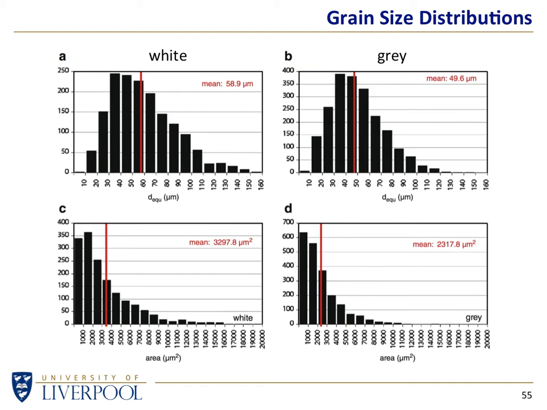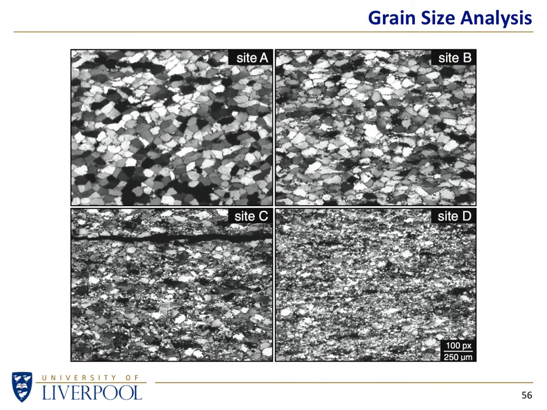On the same scale, you can see the distribution goes to a maximum, and there are some grains all the way out to 150 microns, whereas in the case of the grey marble, it peaks at the same place, but it dies away. There are very few grains larger than about 120 microns. So the grain size distributions are different for these two types of marble. The bottom graphs are just the same thing expressed in areas rather than in diameters of the grains that we can analyze.